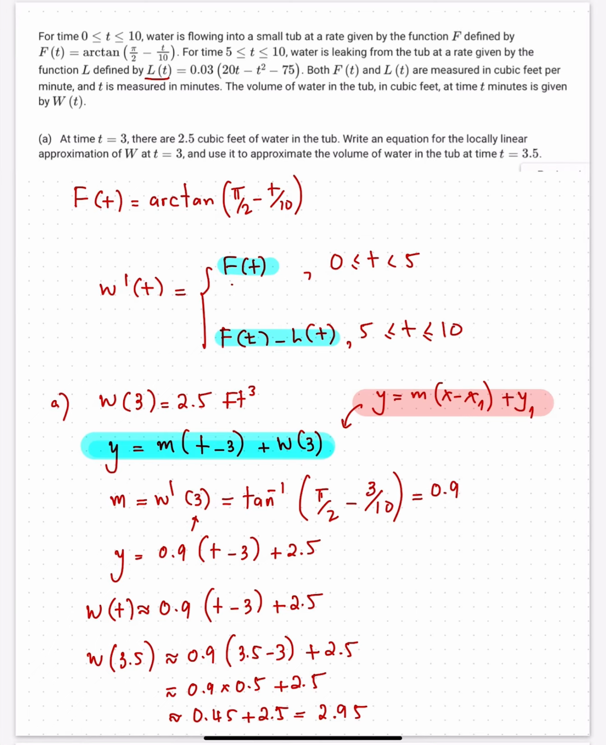So for the first FRQ, you can see they say that for 0 ≤ t ≤ 10, water is flowing into a small tube at a rate given by the function f, defined by f of t, for the time 5 to 10. And water is leaking from the tube at a rate given by L of t, okay? We got L of t.